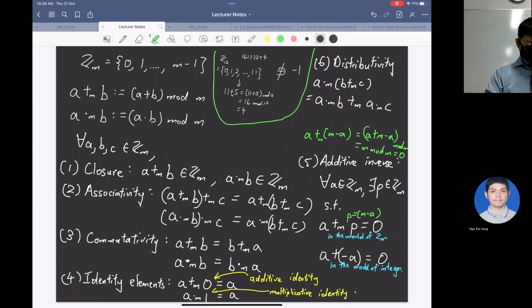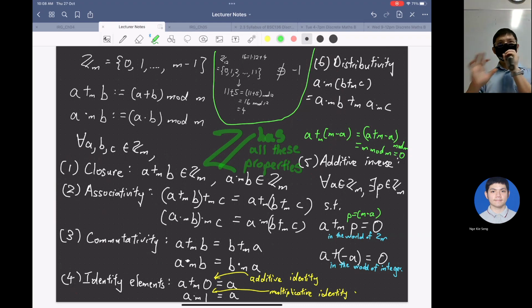So how should I put it? Z also has this property. Yes. So it's as if we are living in the world of Z, but it's a finite world of Z. Okay. Infinite is too scary, so we go to finite.